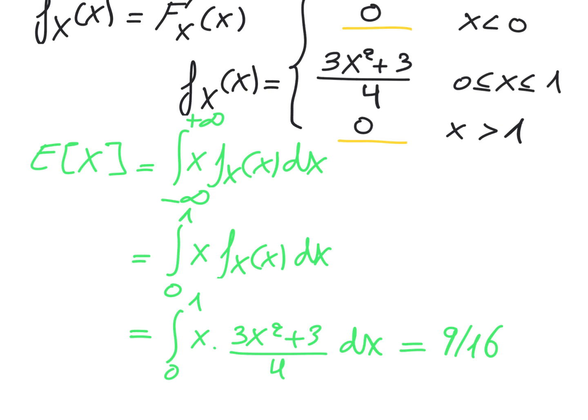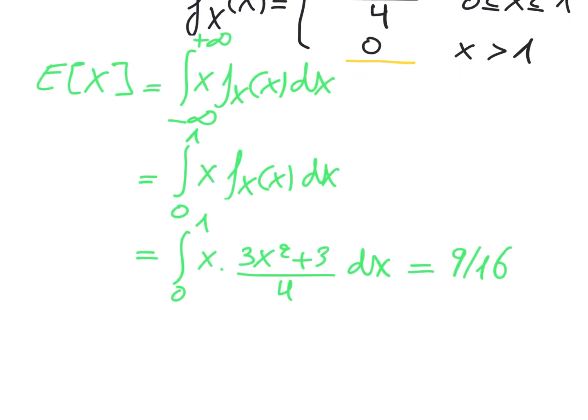Okay, for the variance, we also need the expectation of x squared. And actually, the formula that we're going to use to compute the expectation of x squared is very similar to the one that we just used to compute the expectation of x. It's actually the same formula, but instead of multiplying the density function with x, we're going to multiply with x squared. And so we get this.